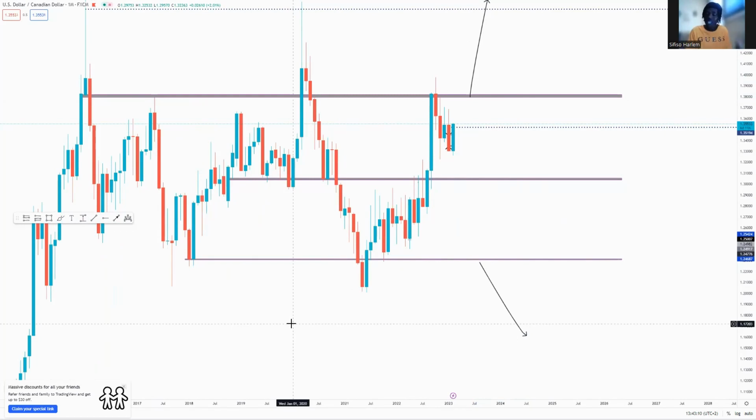SMC, whatever you call it, I simply call it support and resistance, right? So long as price is still trading below resistance, let's look to be bearish. As long as price is still trading above support, let's look to be bullish, until we get a bullish or a bearish breakout. You feel me, people, from the monthly time frame.